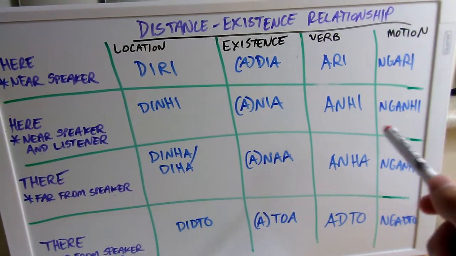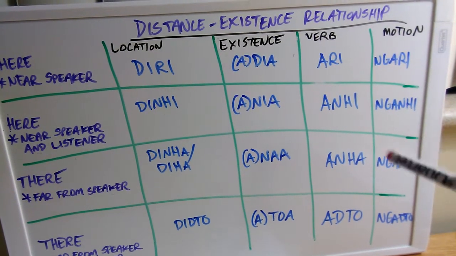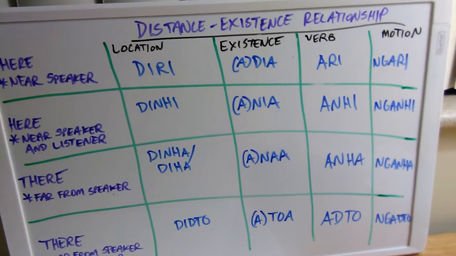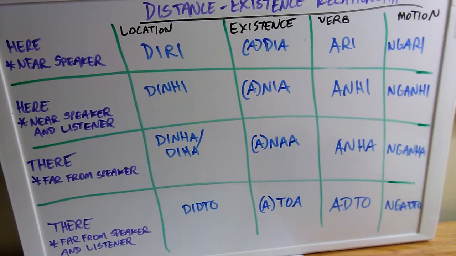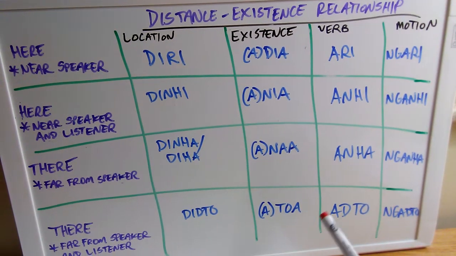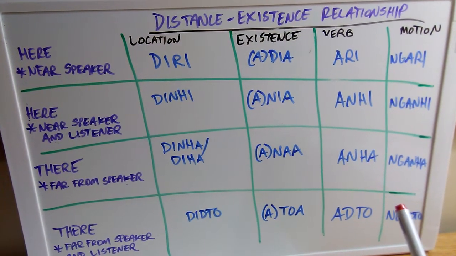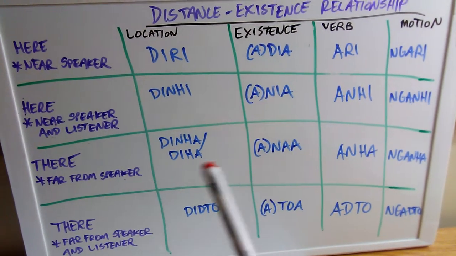For the motion, nganhi, I don't really hear this again. Motion, this whole column, I'm not really familiar with it. It probably exists, and if it does, I'm not exposed to it, just as I'm not exposed to the other words that I don't hear in everyday speech. But again, that's just me.